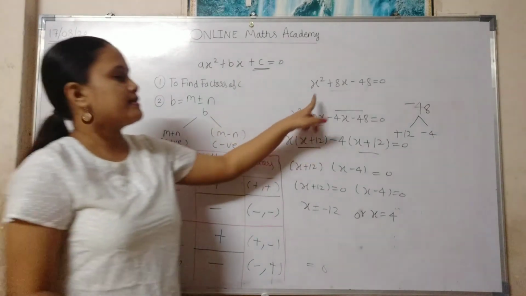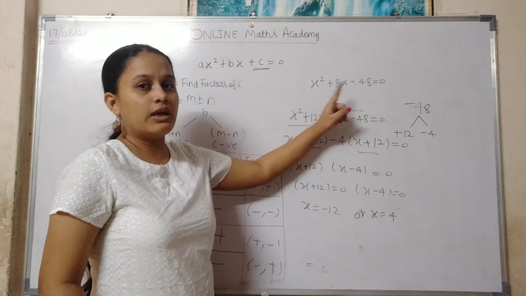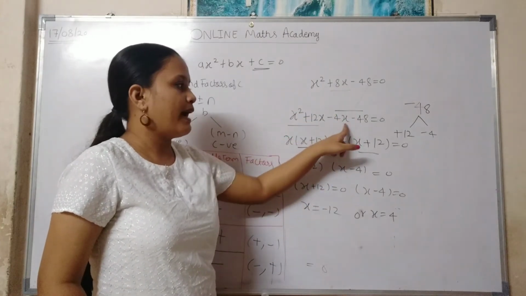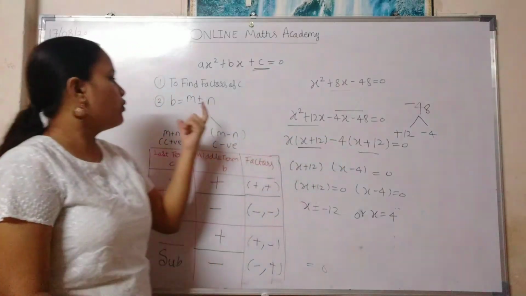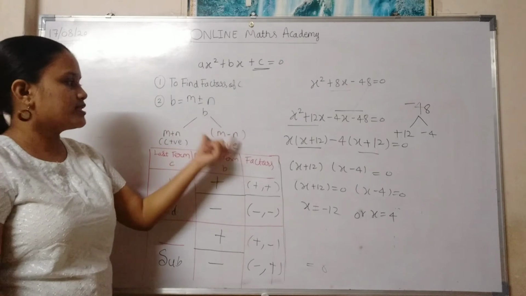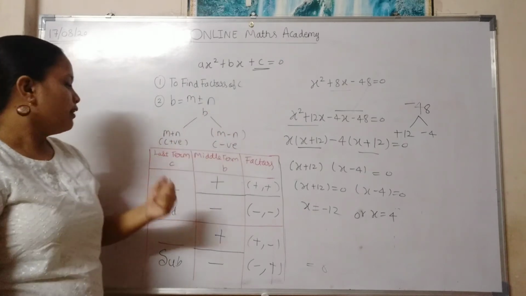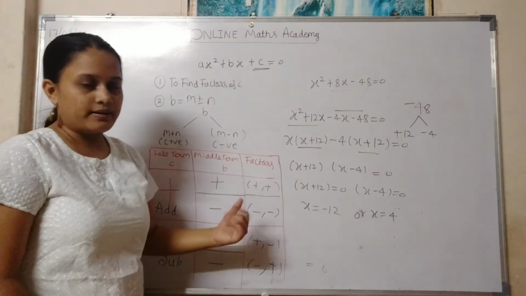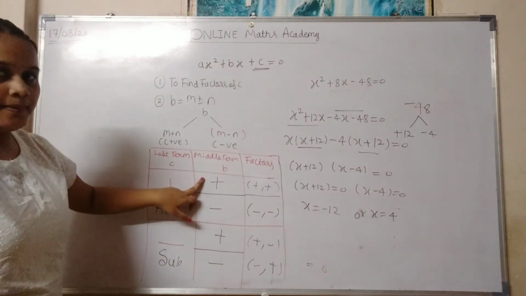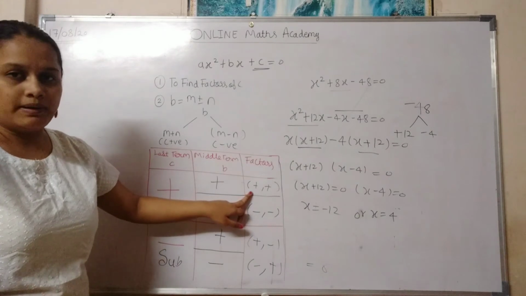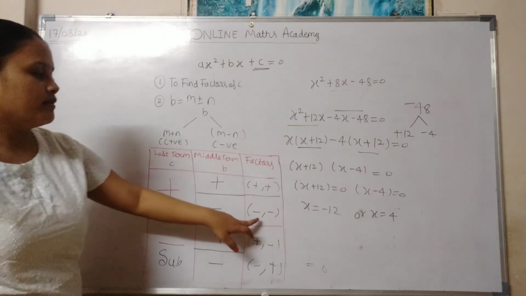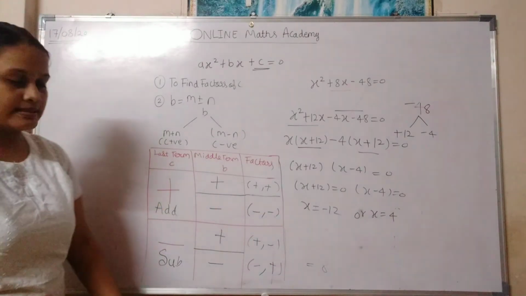Why? Since whatever b is here, we change its value by those factors. We replace that b by the factors of c. Therefore, we need to check that the factors' addition or subtraction should give me b. Next is the signs of the factors. When you have last term plus, middle term plus, both the factors will be plus. When last term is plus, middle term is minus, both the factors will be minus.